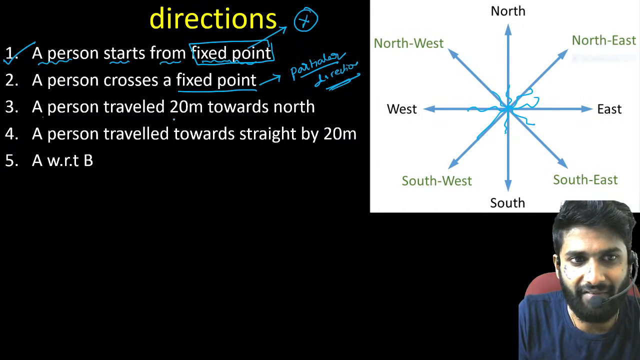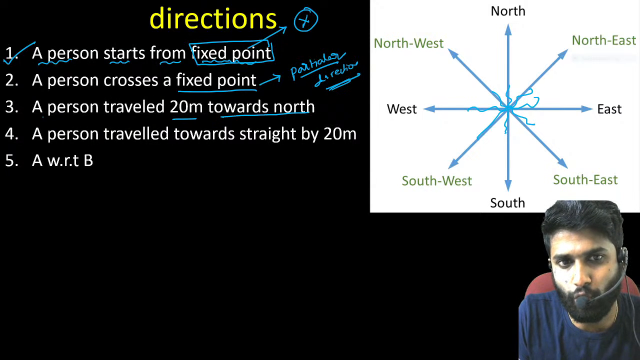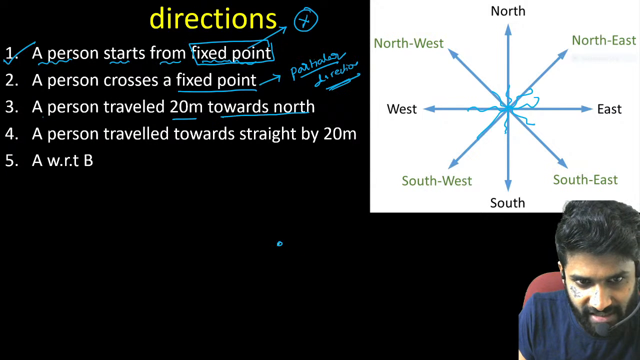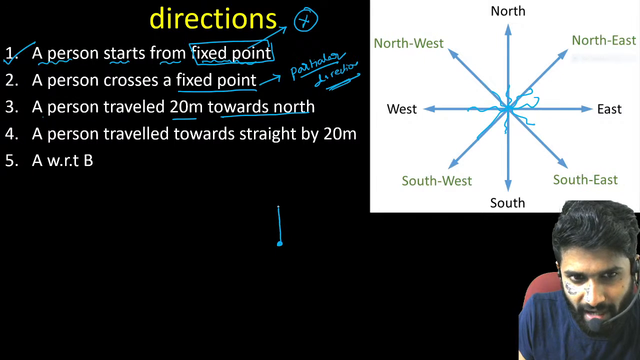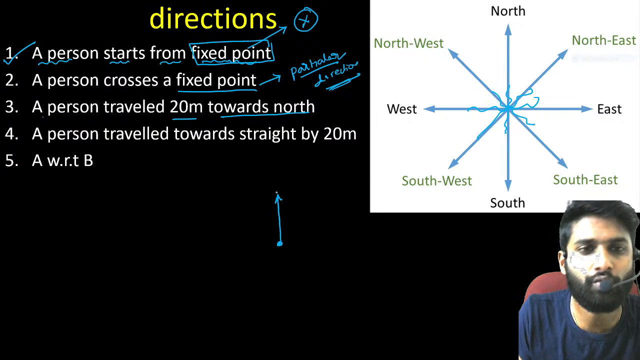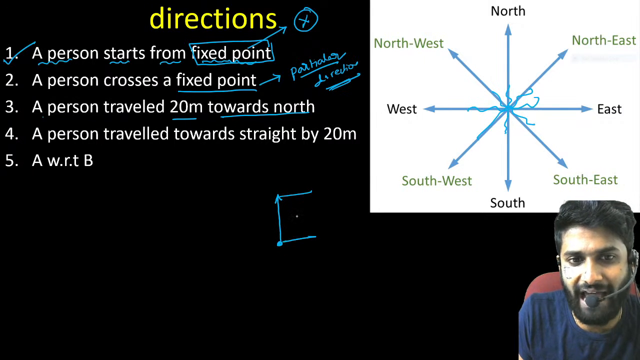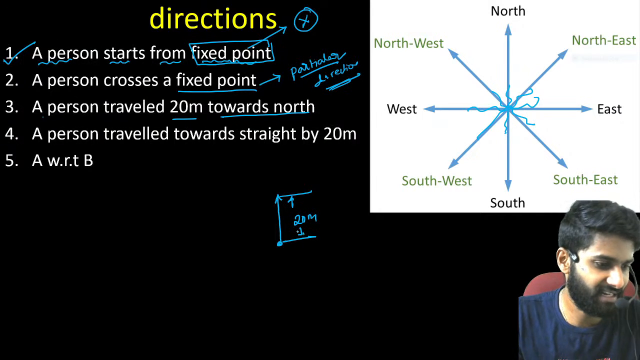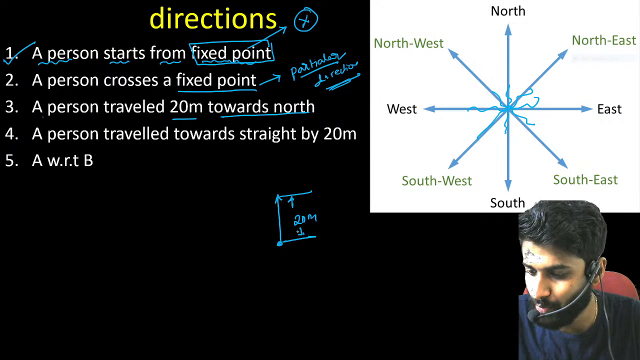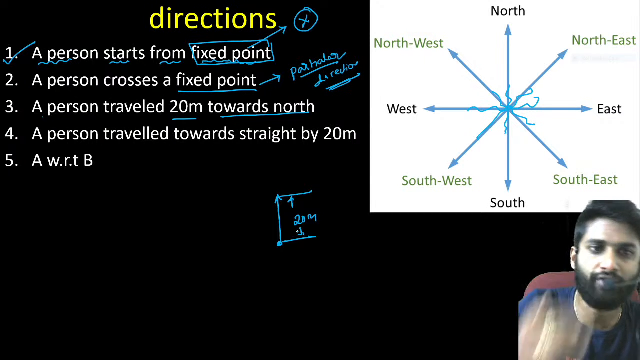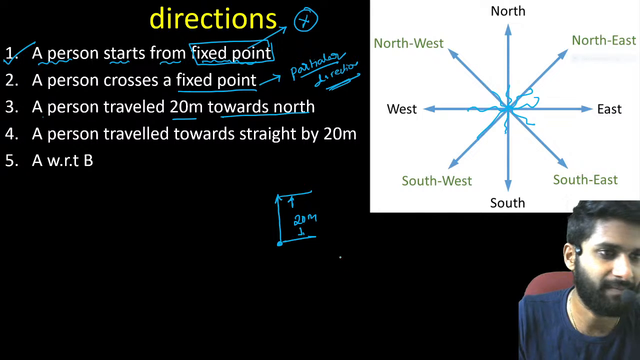A person travels 20 meters towards north. From the fixed point, you just draw like that. From the fixed point, a person is moving towards north. It is defined as a distance of 20 meters. So that is the meaning of the diagram. A person starts from the fixed point, from that point onwards he moves towards the north, and he covers 20 meters.